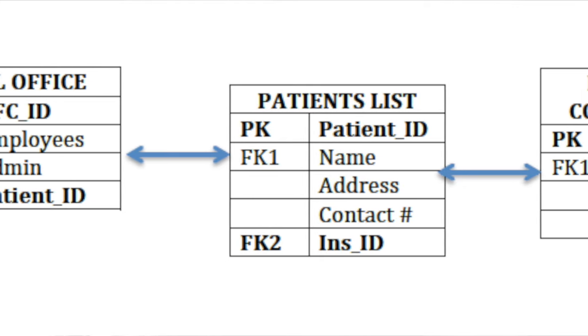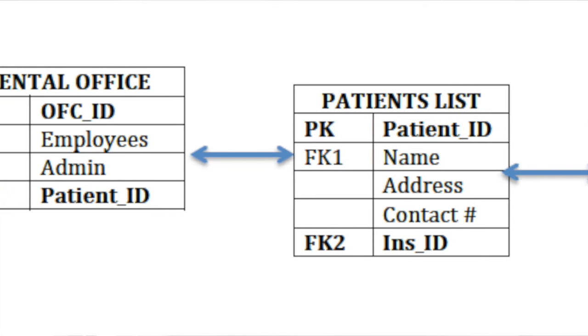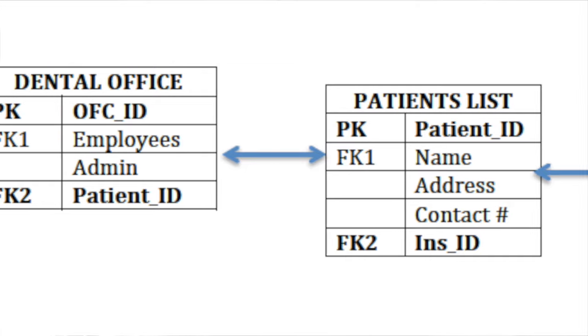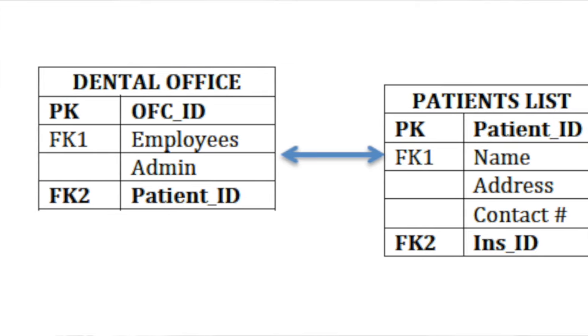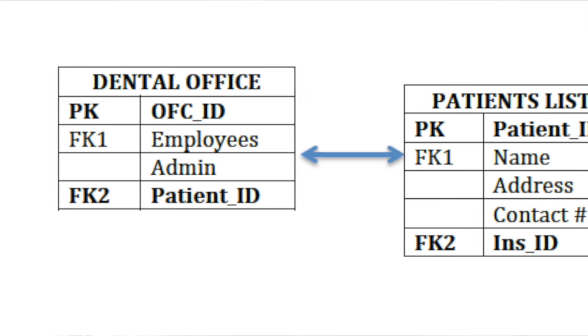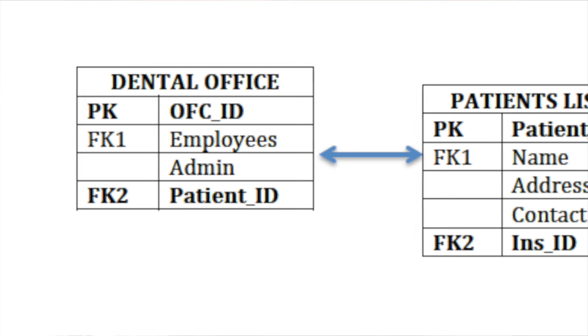Notice that the relationship between the tables are one-to-one, as symbolized by the double-headed arrows. This is because only one patient ID has only one equivalent on the patient table, and one insurance ID can only have one equivalent on the insurance company table.